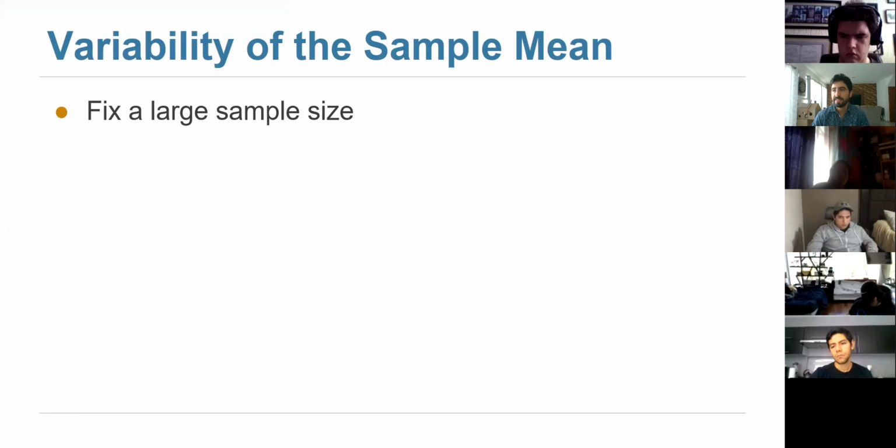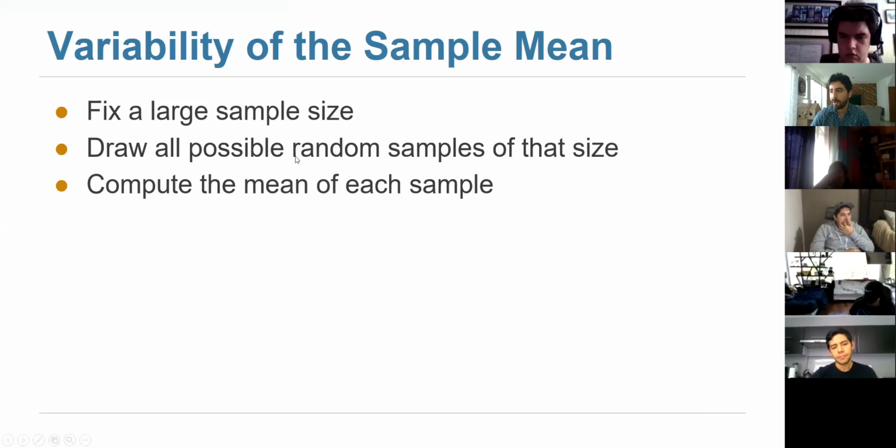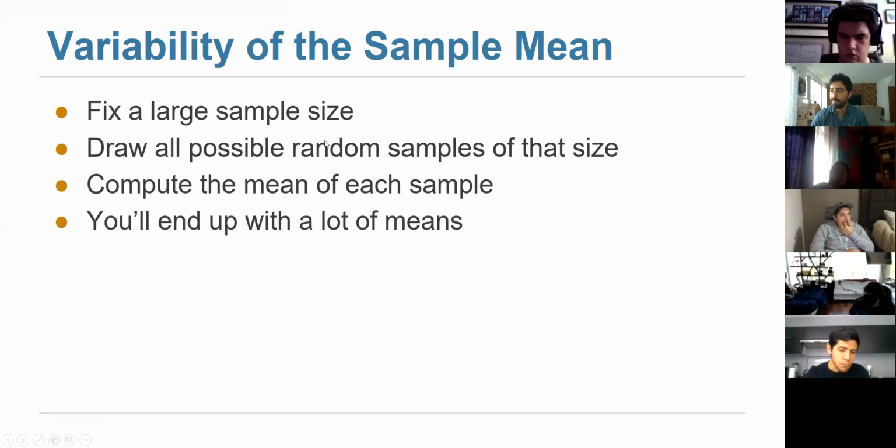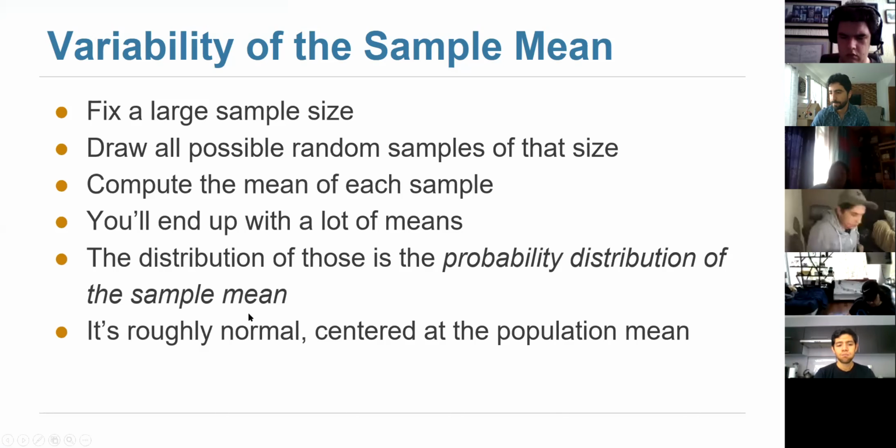So what we did, we fixed a large sample size and drew all possible random samples of that size. We compute the mean of each sample, and then you end up with a lot of means, as in that example we saw. The distribution of those is the probability distribution of the sample mean, the one that we just saw. And it's roughly normal, centered at the population mean.